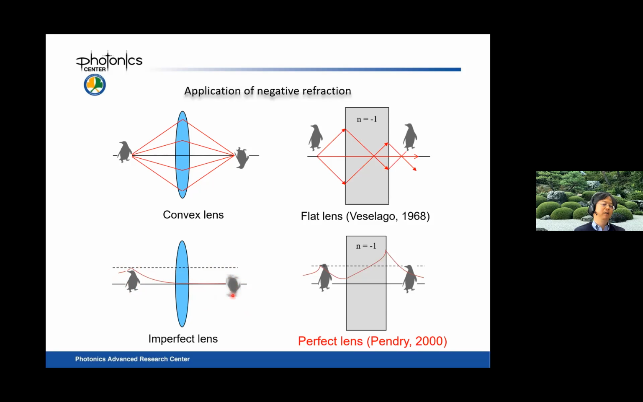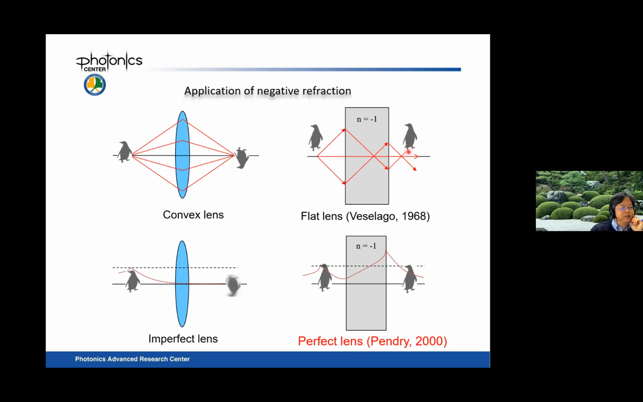So in this sense, a conventional lens, for example a convex lens, is an imperfect lens. All the information is not transferred to the image space. But by using negative refractive material, for example n equals -1, the situation is changed. At first, negative refractive material achieves a flat lens. This is also useful. This is a penguin image, and this is a negative refraction bending, and this is also negative refraction bending. So we can achieve an image in the same direction.